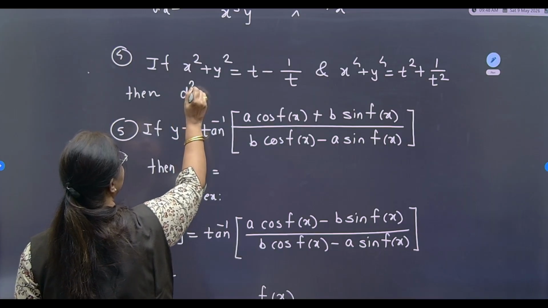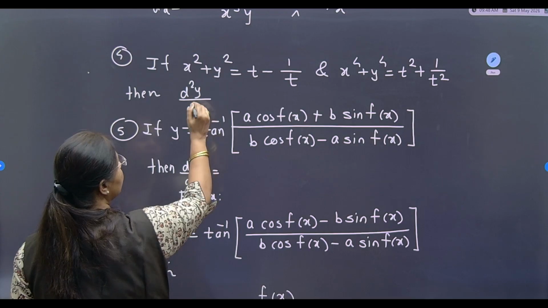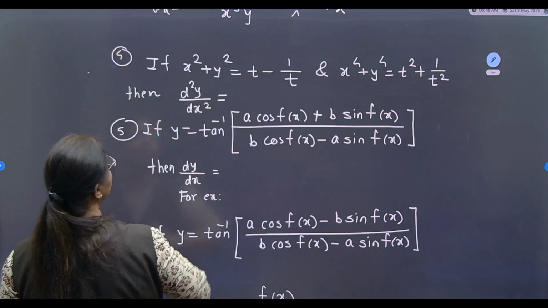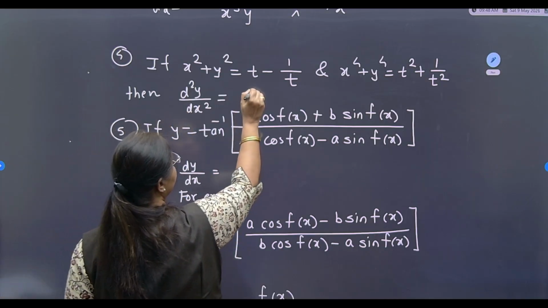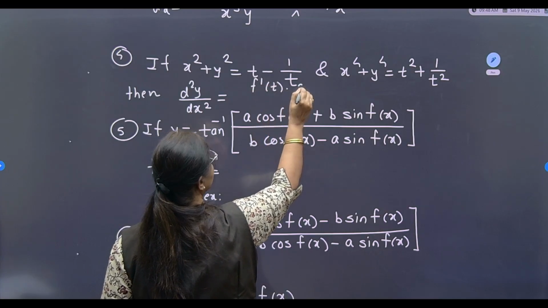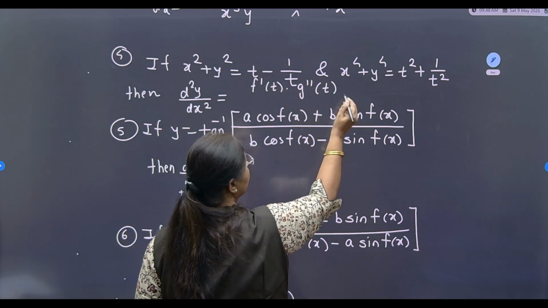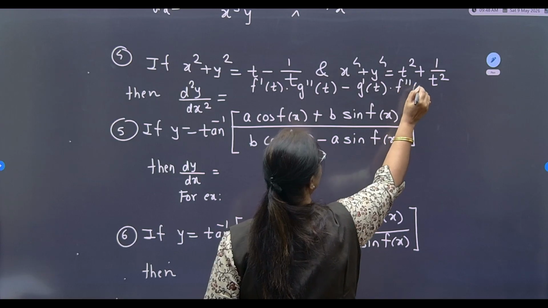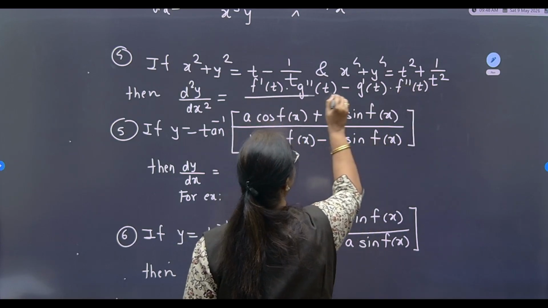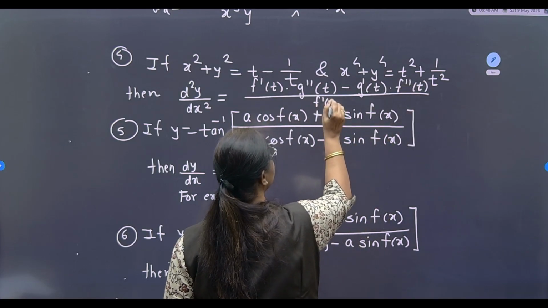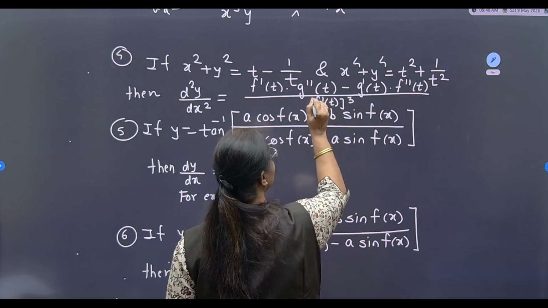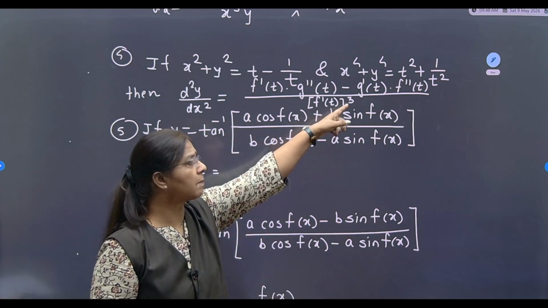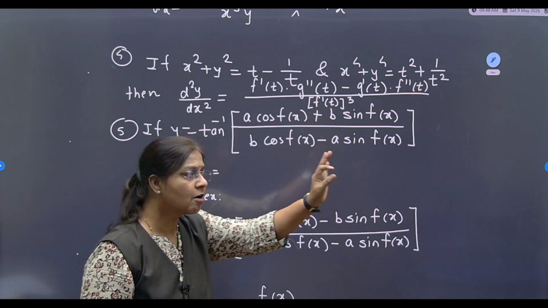Then d²y/dx², the derivative of parametric functions, is equal to [f'(t) g''(t) - g'(t) f''(t)] divided by [f'(t)] raised to the power 3. Most important result here: power 3, derivative of parametric functions.